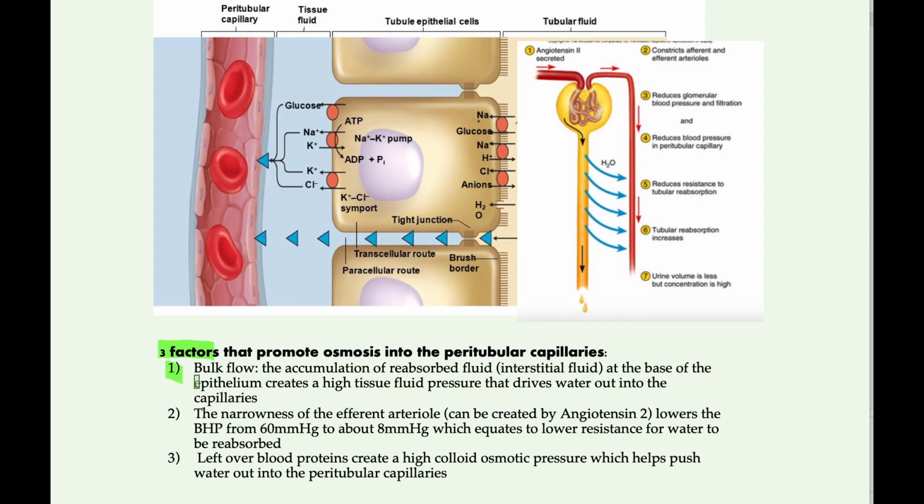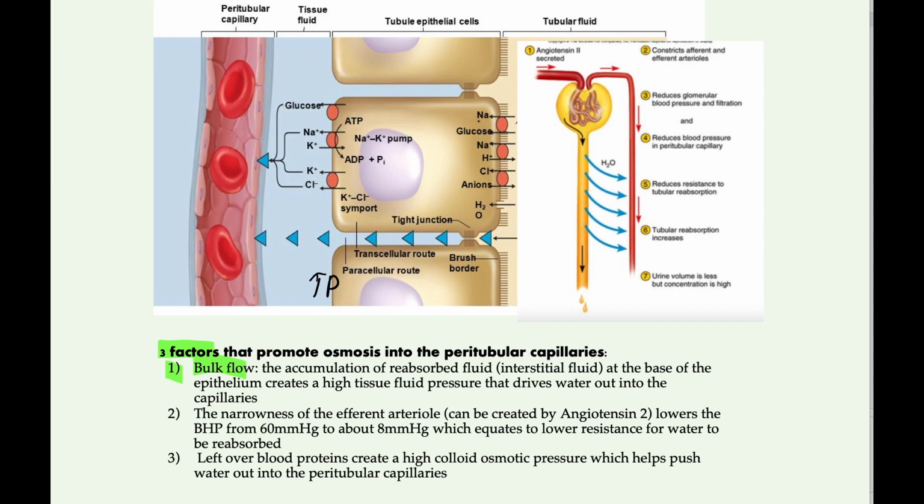We'll start with the first factor, which is bulk flow. This is the accumulation of reabsorbed fluid. Let's just say that these circles are the accumulation of reabsorbed fluid at the base of the epithelium, creating a high tissue pressure that drives water out into the capillaries. So that high pressure just pushes water into the peritubular capillaries.